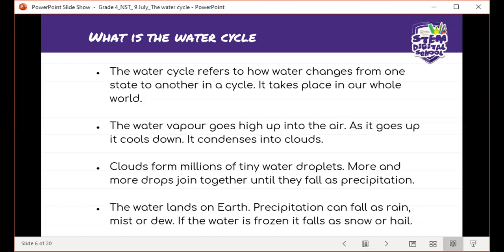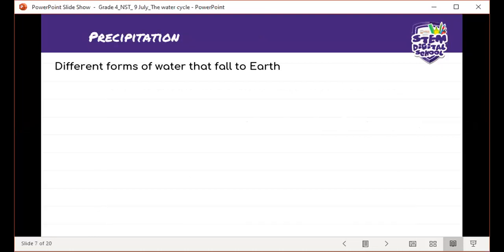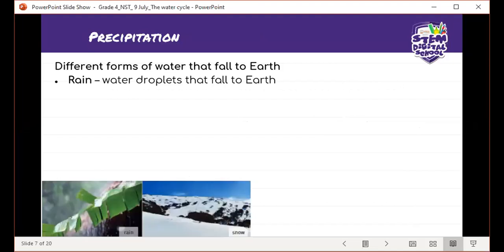Okay, so we are going to look at precipitation. We have different forms of water that fall on the earth, and I gave you examples earlier. So we have rain. These are water droplets that fall on the earth. And here we have a picture of rain. You can just look at the first picture here.